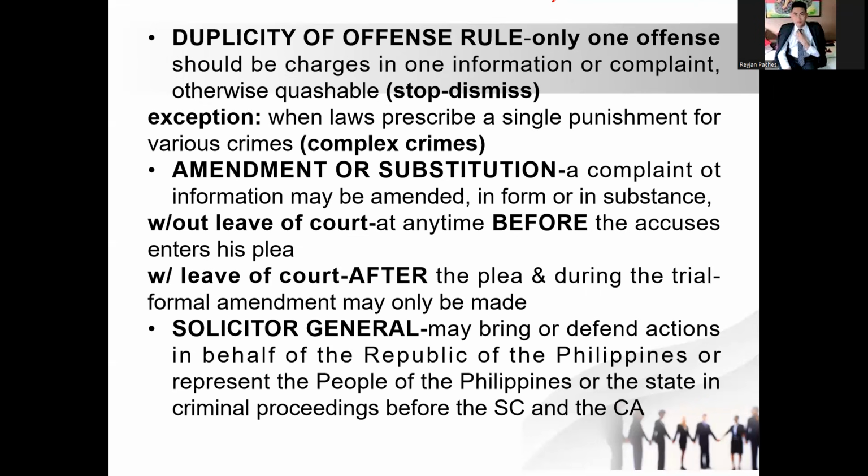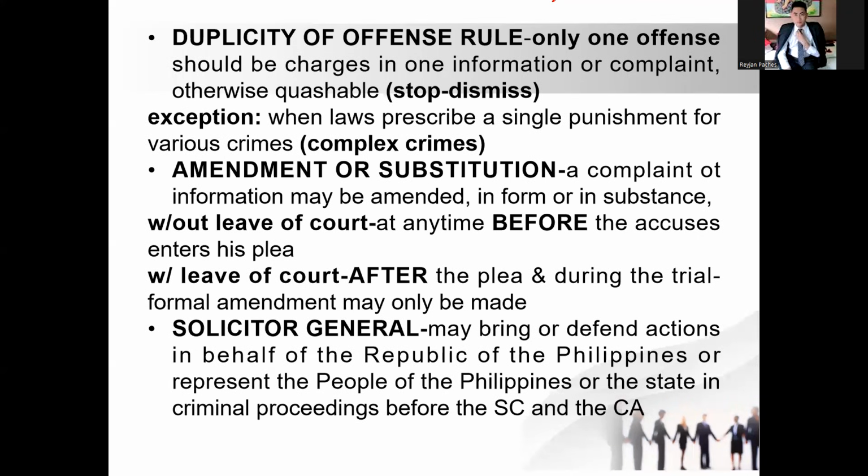Again, ulitin natin, ang amendment or substitution, ibig sabihin yung complaint and information, pwedeng ma-amend in form or in substance as long as, tandaan niyo, without leave of court. Ibig sabihin hindi ka na mag-ask ng permission sa court. Yan yung anytime before the accused enter his plea. Okay? So wala pang trial and hearing.